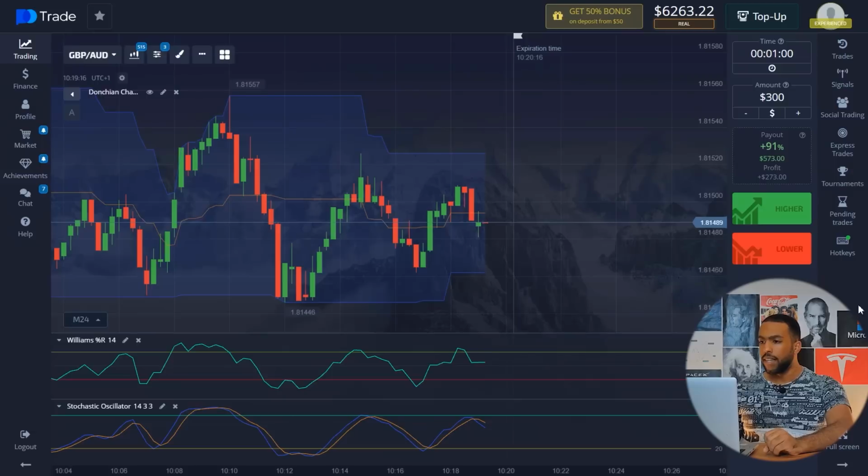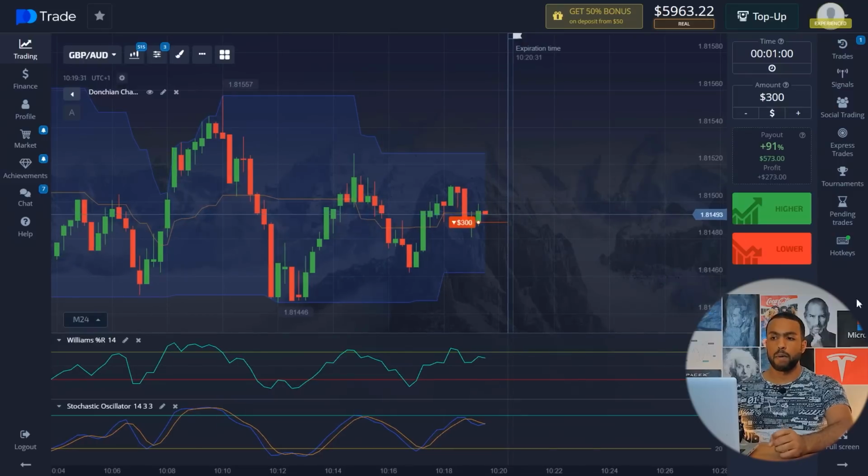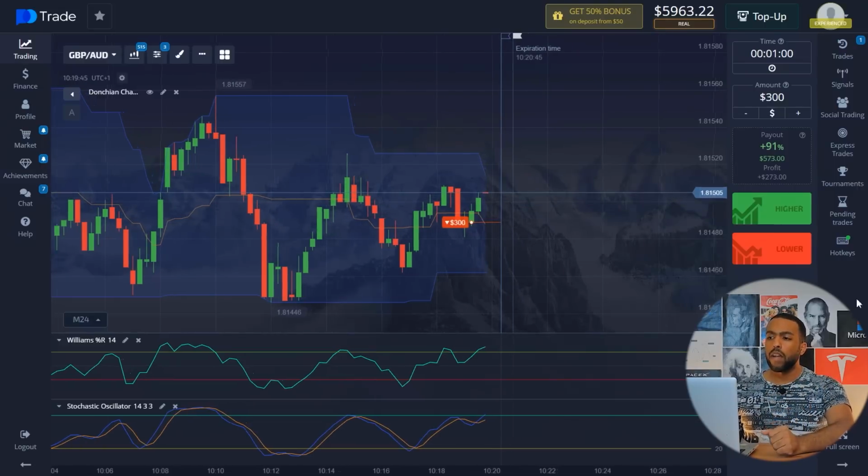I open another down trade for $300 and for 1 minute. Okay. Now I've taken into account the price decline that has begun after reaching a local maximum, as well as the data of the stochastic indicator, whose lines, starting from the level of 80, began to decline, while the blue line is lower than the red one. This, as I have already said, is a clear signal of a possible decline in price.